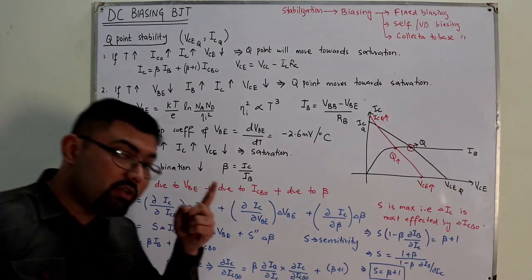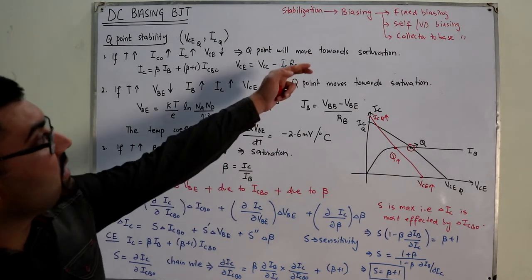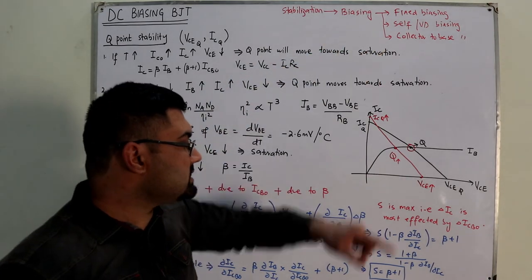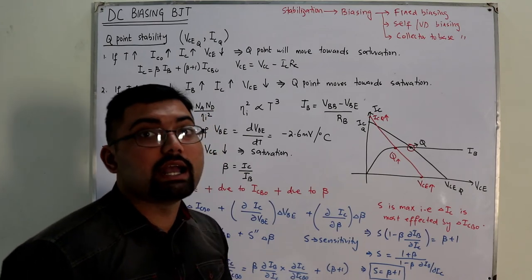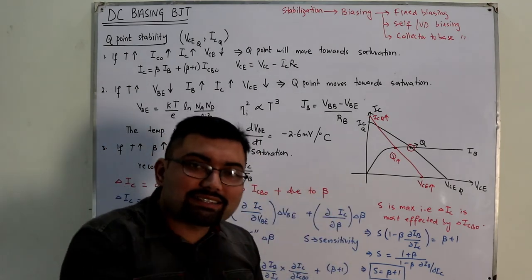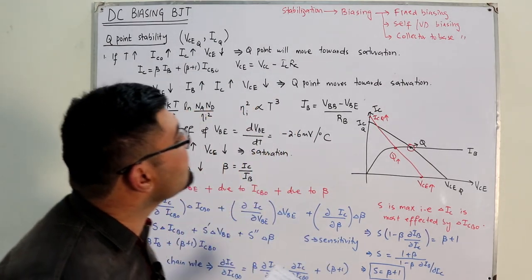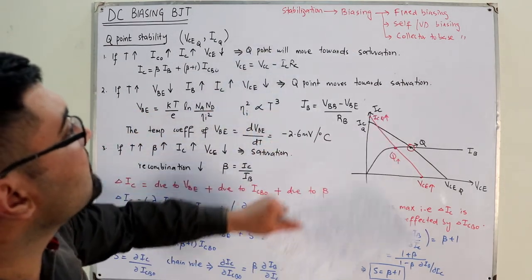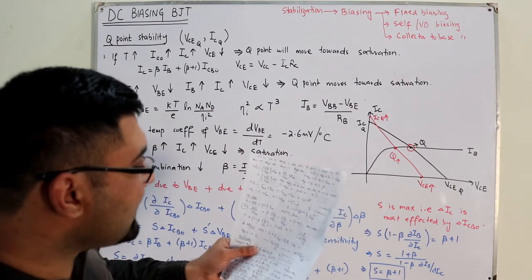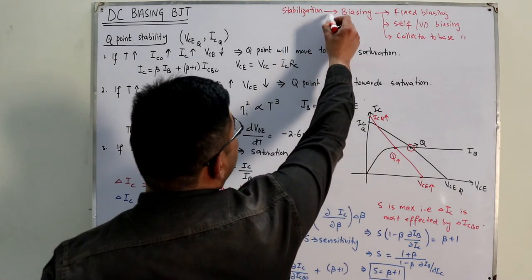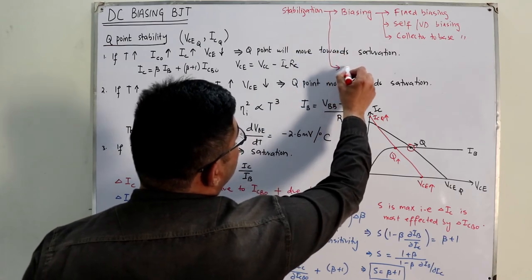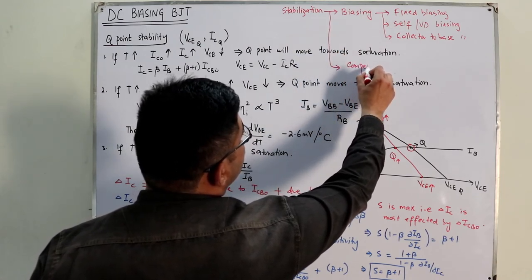We'll see that in the different configurations the value of S would be different, and we will try to achieve a lesser value of S. So this is the first stabilization technique. The other is compensation. Compensation is not included in our course. The other is compensation techniques.